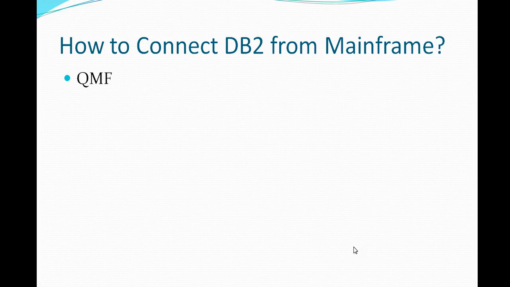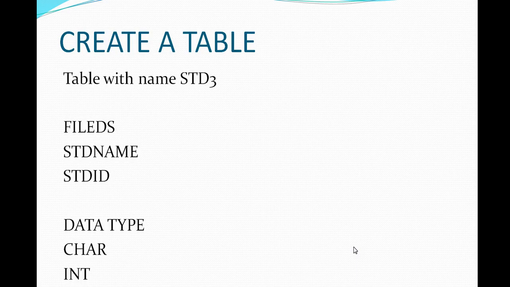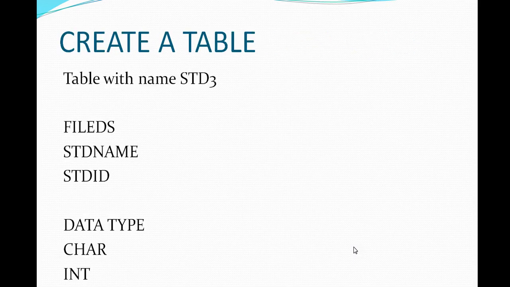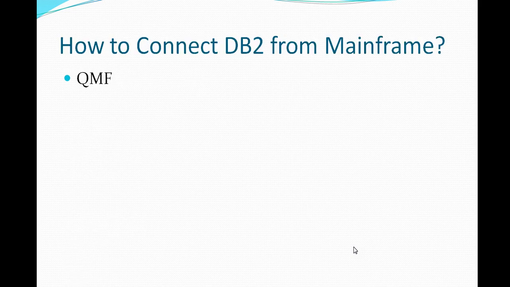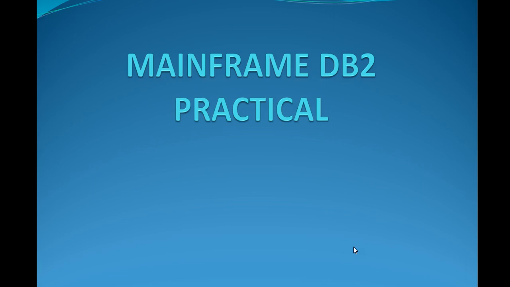In this way we have successfully connected to a mainframe DB2 subsystem from a mainframe terminal, and we have successfully created a table with these fields, inserted records into the fields, and finally retrieved the records from the table. This is how we connect to the mainframe DB2 subsystem with the help of QMF. I hope you got some idea about what QMF is, how we retrieve data, insert a record, and perform a query operation using QMF.